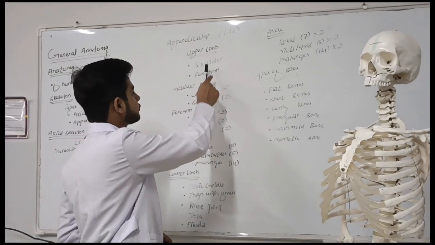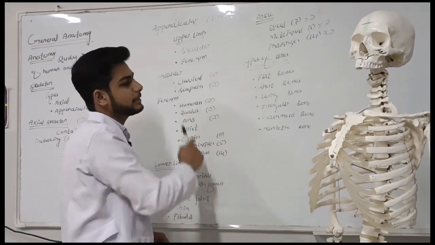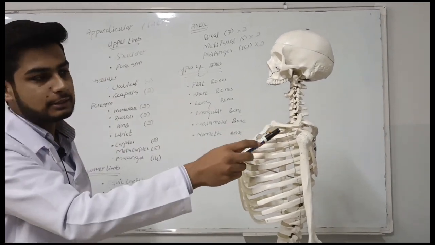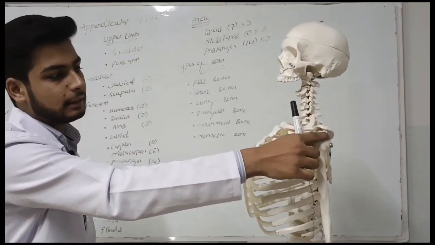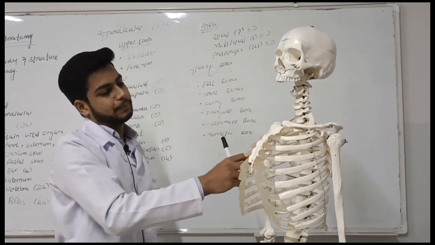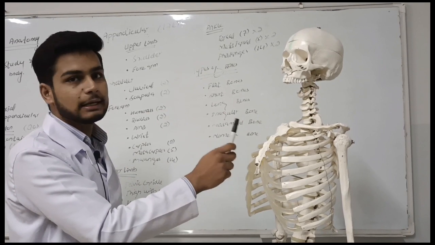Firstly, the shoulder present in the upper limb. What is the shoulder? Four bones are present in the shoulder, like firstly the clavicle, and the other bone is the scapula. The scapula and clavicle are present in the shoulder.